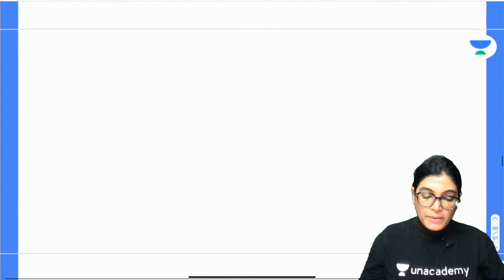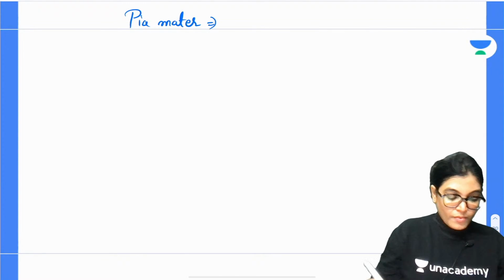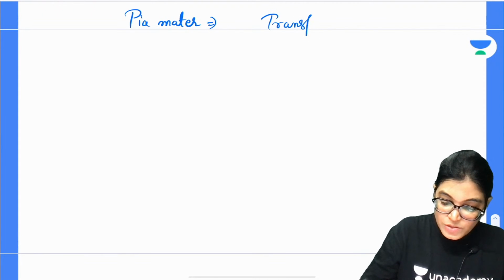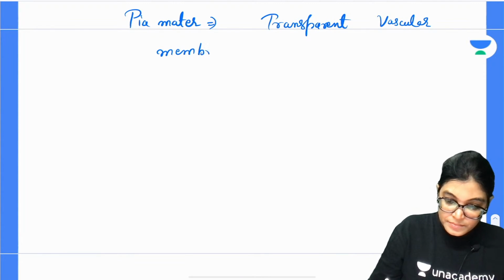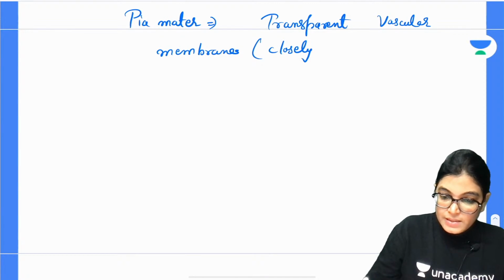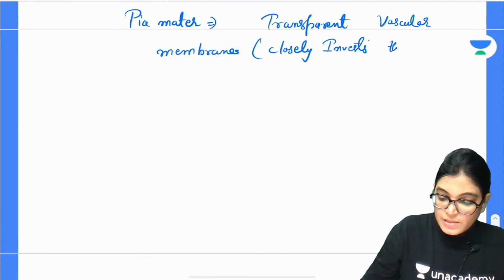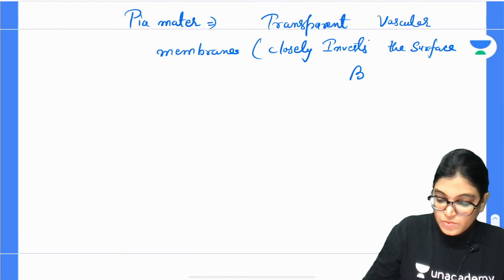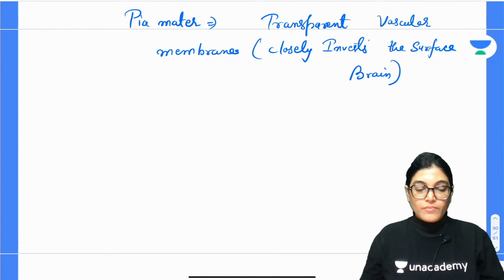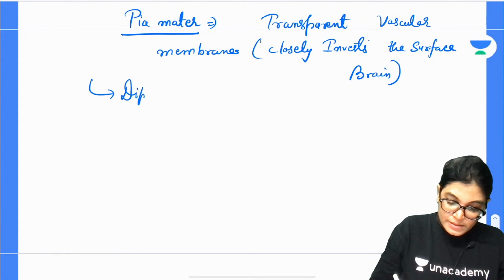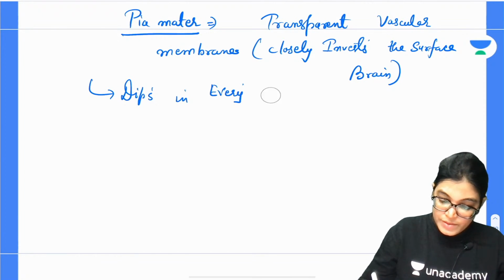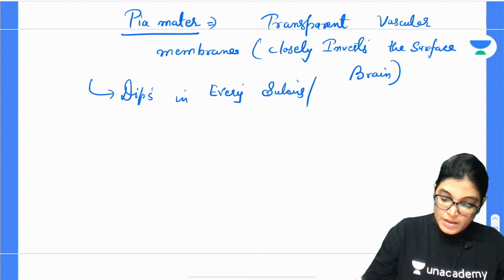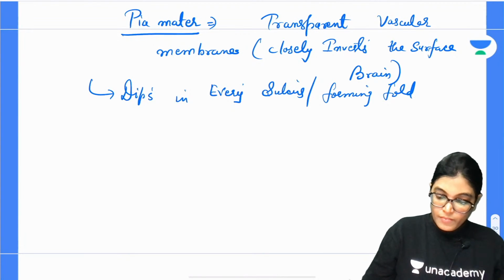Okay. So, let us write about the pia mater. The pia mater is a transparent vascular membrane closely investing the surface of the brain, and it dips in every sulcus, forming a fold. This is important.